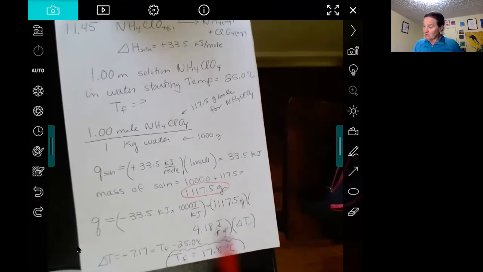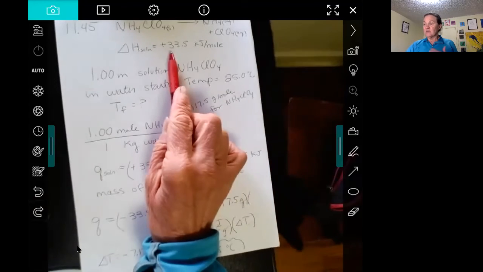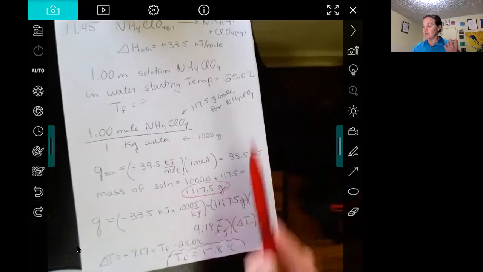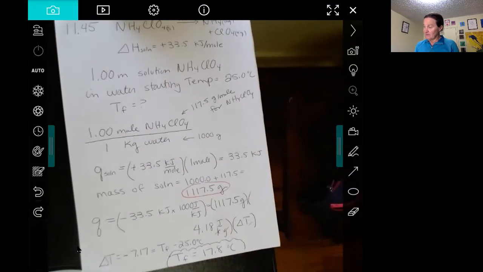So I solved for delta T and got negative 7.17. And so then when I solved for the final temperature, the solution went down in temperature because the reaction pulled heat out when it's an endothermic reaction. So the final temperature should be 17.8.